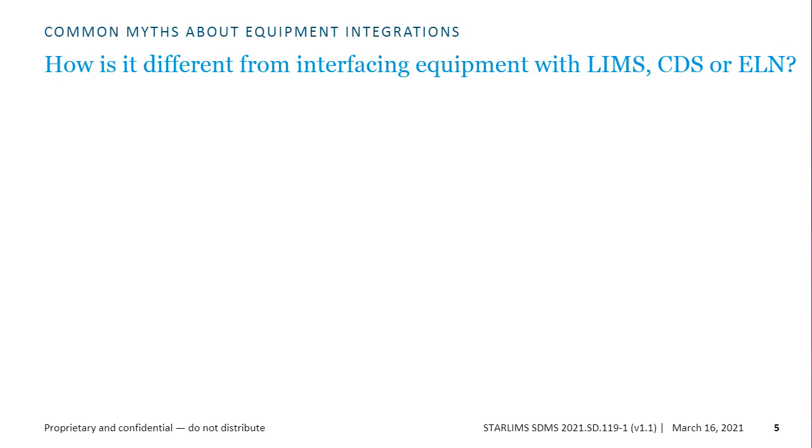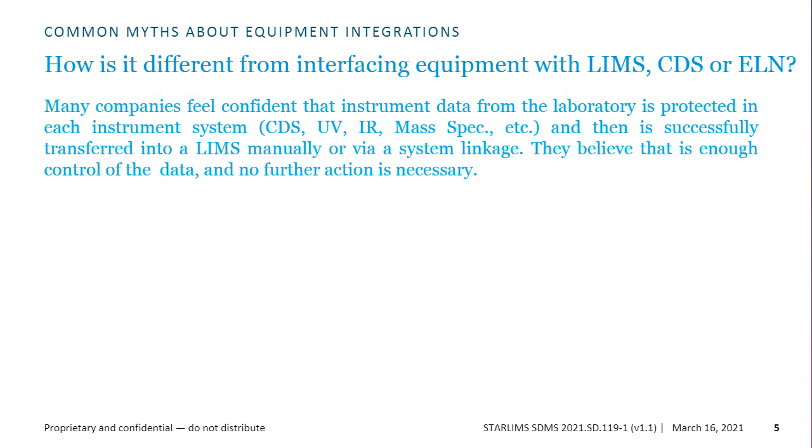So when you look at it closely, many companies feel confident, or sometimes overconfident, that instrument data from the laboratory is protected in each instrument system, such as CDS, UV, IR, mass specs, and is then successfully transferred into LIMS manually or via a system linkage, which is nothing but an interfacing capability. And most of us believe that it is enough control of the data and no further action is necessary. So that's one of the biggest myths that I would like to bust today by showing you some of the facts in the next few slides.